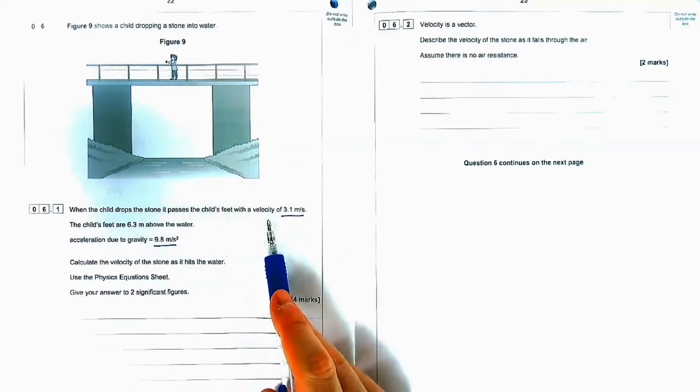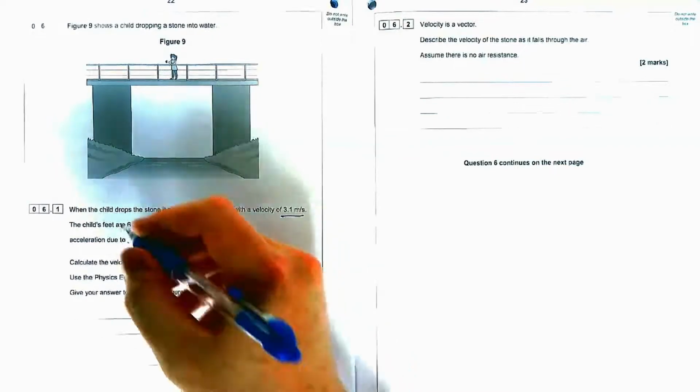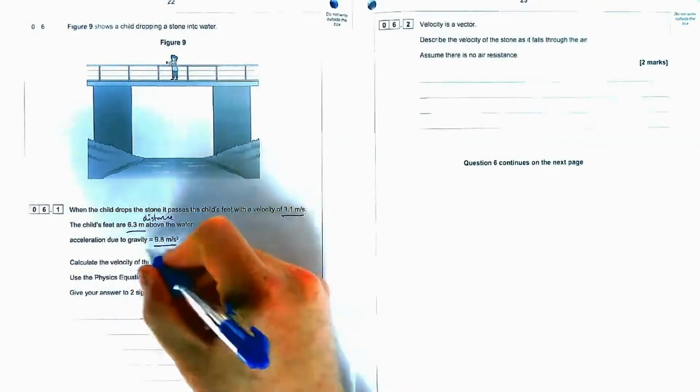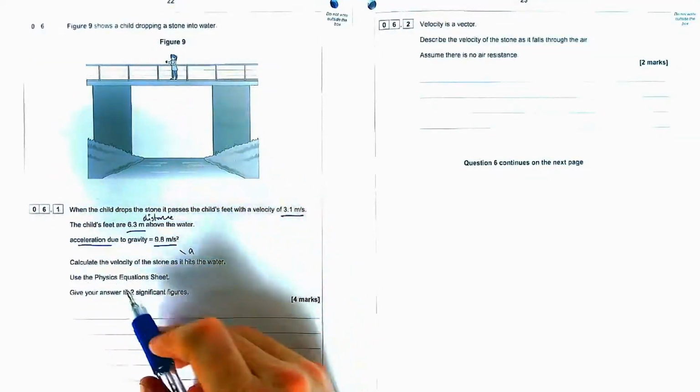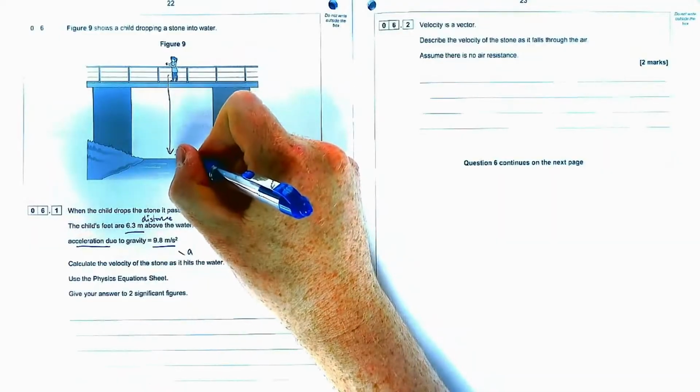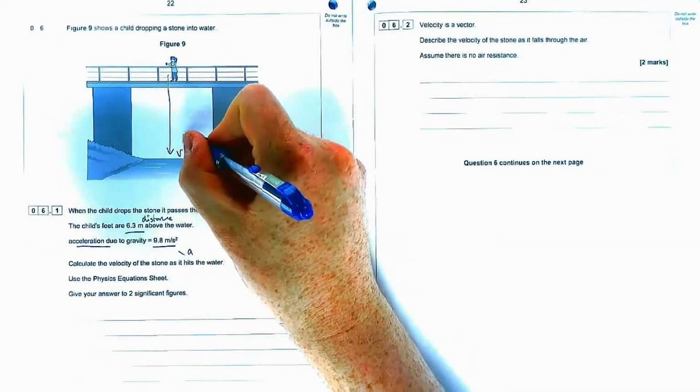Now, as it's travelling down, as it hits the water, that is the final velocity. So we use the symbol V for that. As it's passing the child's foot, we say that's U, so that's the initial velocity. Okay, so initial velocity, because this is going to be important to not mix those two up when we do an equation in a second.